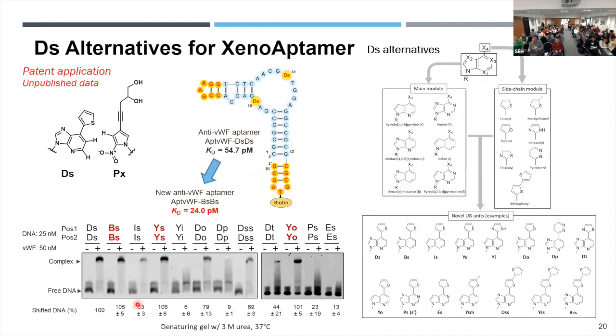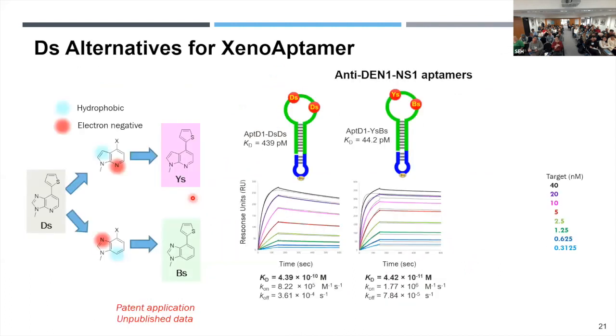At first, we performed gel shift assays to assess affinity. In this case, this is VEGF. If we replaced it with Bs, which is just this one, we just removed this nitrogen of Ds with carbon, and the affinity is reduced two times. And finally, we found the rules. Ys and Bs are the best ones, but it depends on the positions. Actually, Ys just removes this nitrogen like this, and Bs removes this nitrogen like this.